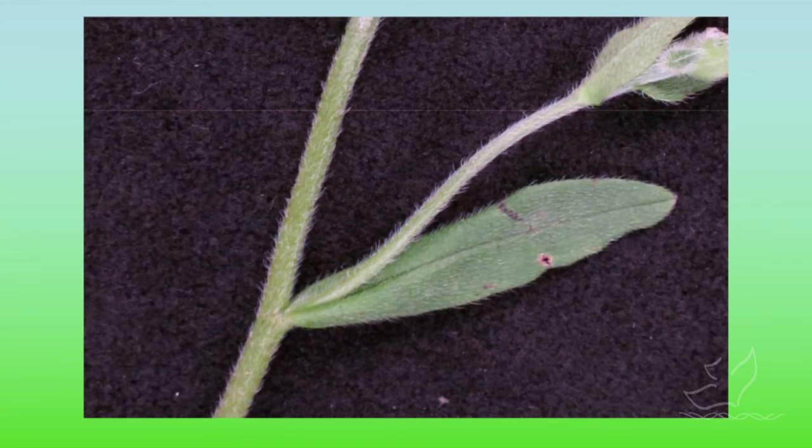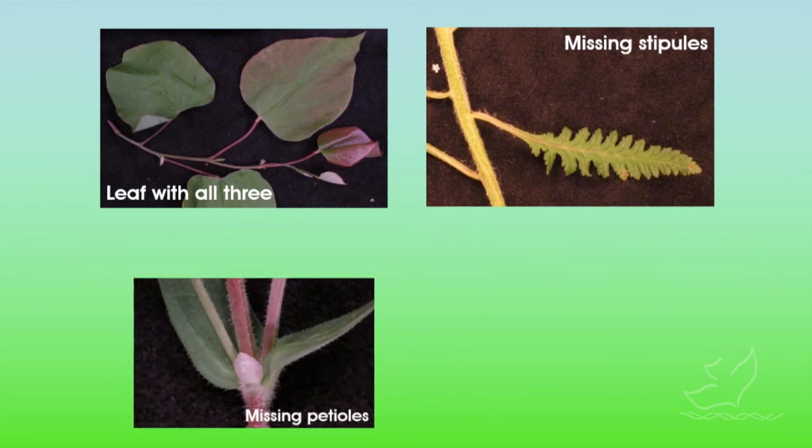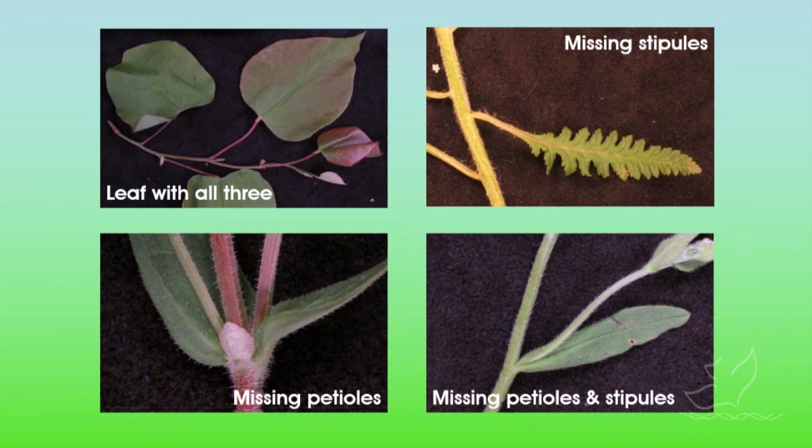Okay, and then here is a leaf missing both stipules and petiole. Just the blade is attached directly to the stem, and in the angle between the leaf and the stem you see a branch, saying that yes, indeed that is just a leaf. So there you have all the combinations for leaves: leaves with all three, a leaf missing stipules, a leaf missing petiole, and a leaf without petiole or stipule.